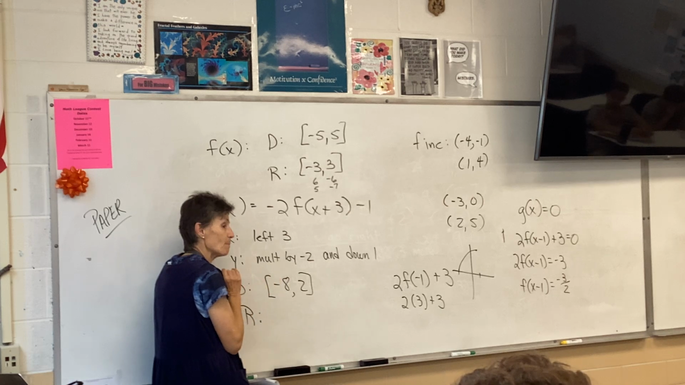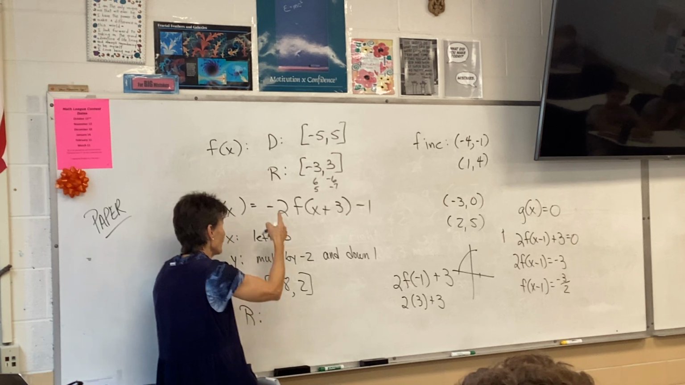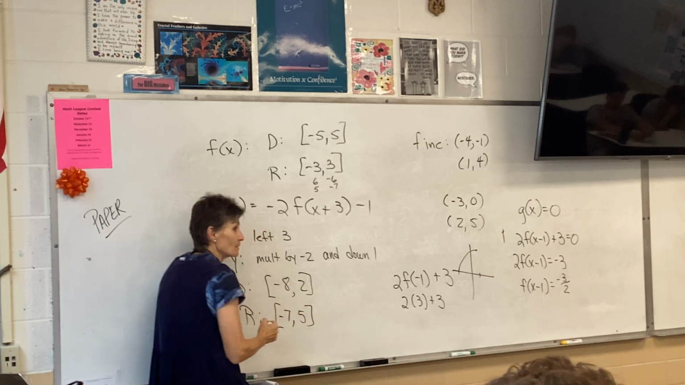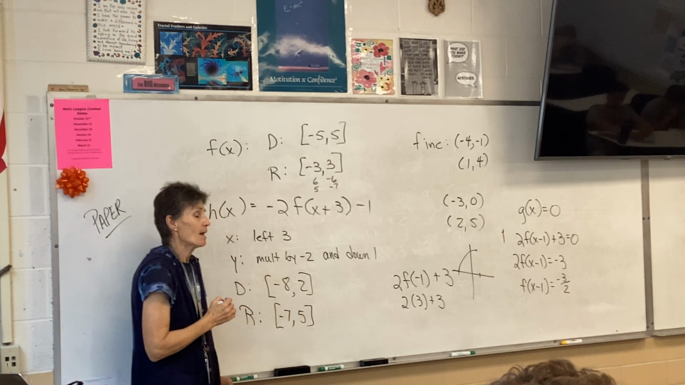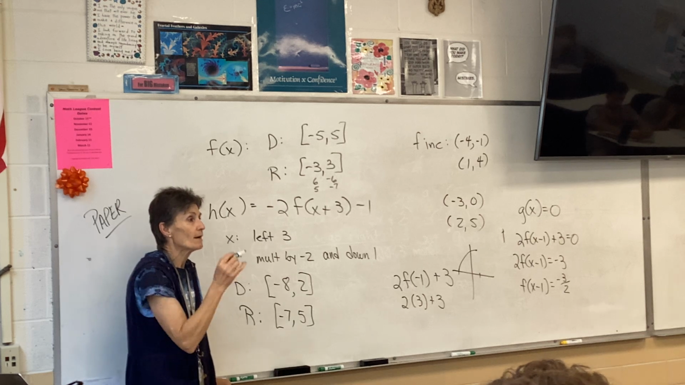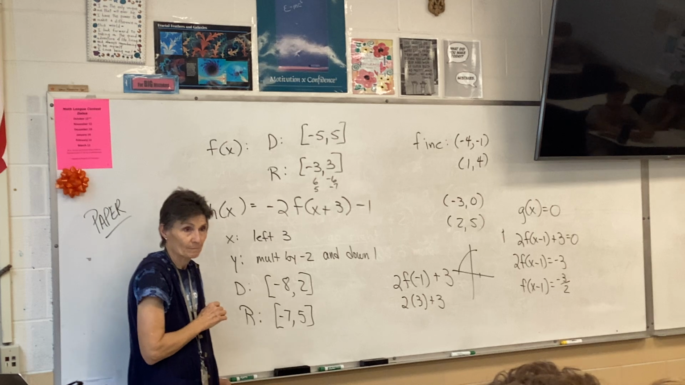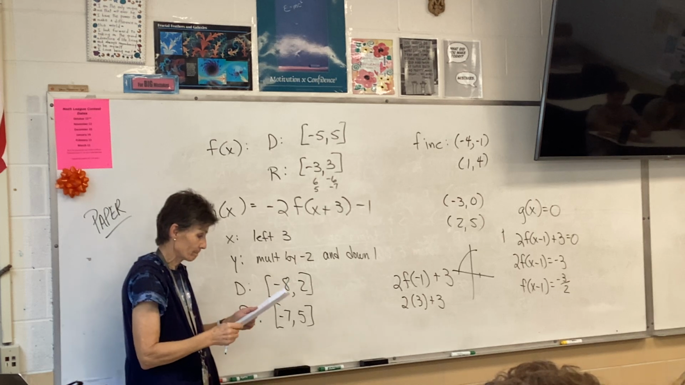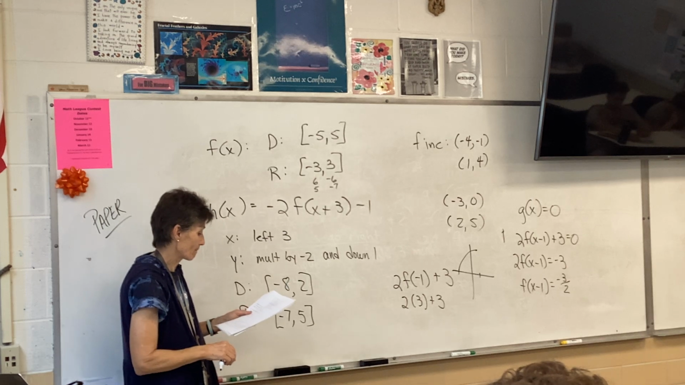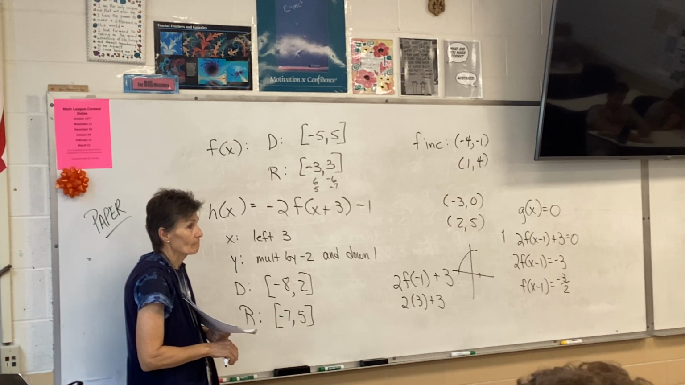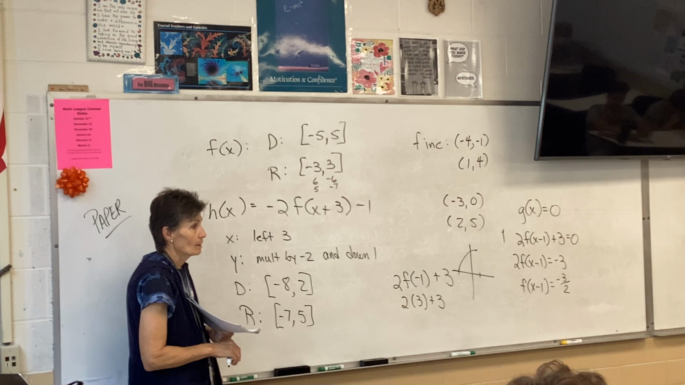But when you write that, be careful. You can't write them in that order. You'll have to write -7, 5. That will be your range. Because every time you write an interval, every time, you have to have the little and then the big. Okay?